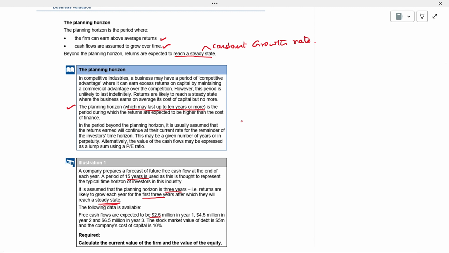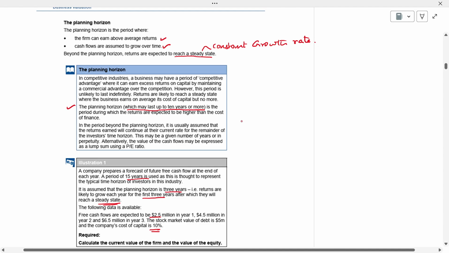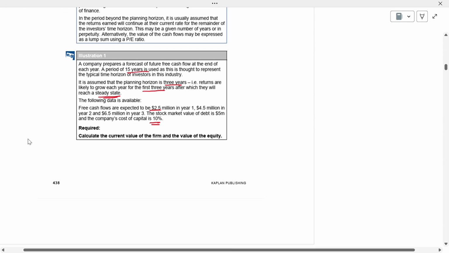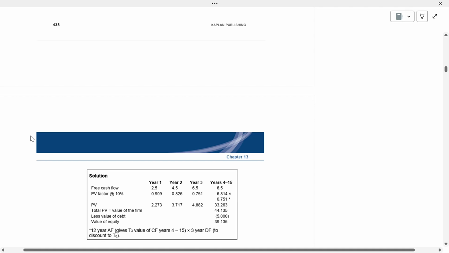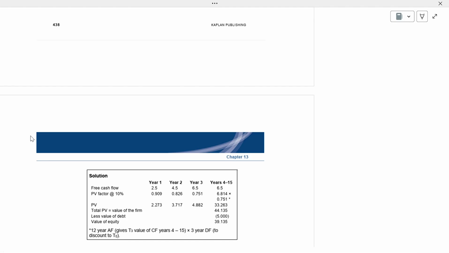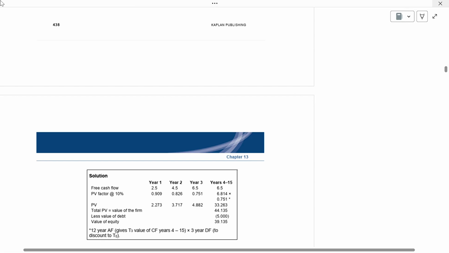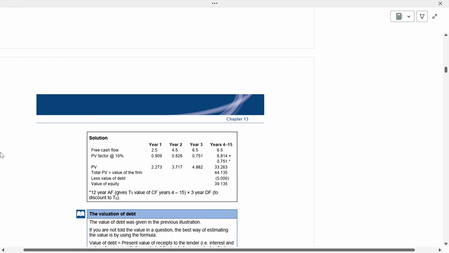The stock market value of debt is 5 million. Understand very slowly. Here they have given you only a small concept. In the examination, they will give you this in the questions with multiple attachments. Here they have taken the discount factors and the present values and multiplied them, and it comes to 45,315.